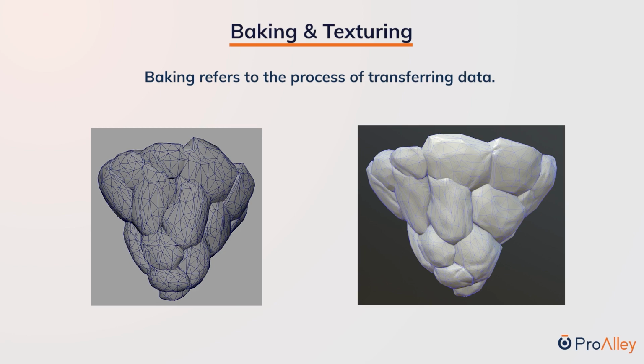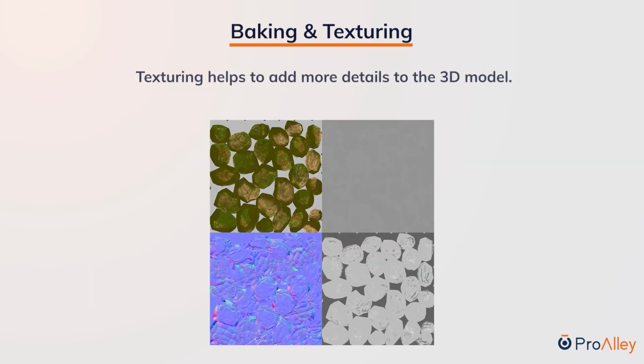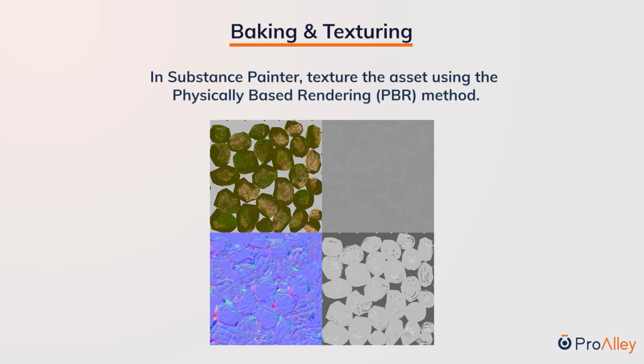Baking is the common term used in the 3D workflow, which refers to baking the details from high poly to low poly mesh. If you want to add more details to the model, this is when texturing comes into the picture. In Substance Painter, texture the asset using the physically based rendering, that is PBR method.